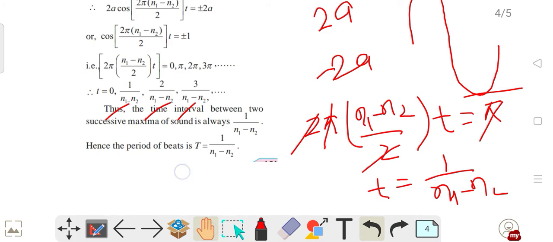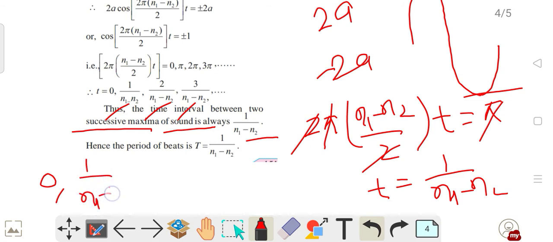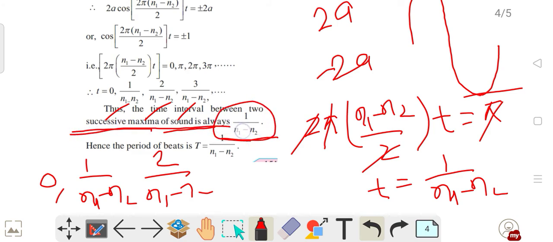Okay, that means the time interval between two successive maxima is always 1 upon n1 minus n2, isn't it? If you see 0, then 1 upon n1 minus n2, then 2 upon n1 minus n2, that is 1 plus 1, 2 upon n1 minus n2. That means the gap between two is always 1 upon n1 minus n2. So this is the period of beat, 1 upon n1 minus n2. I hope this is clear.